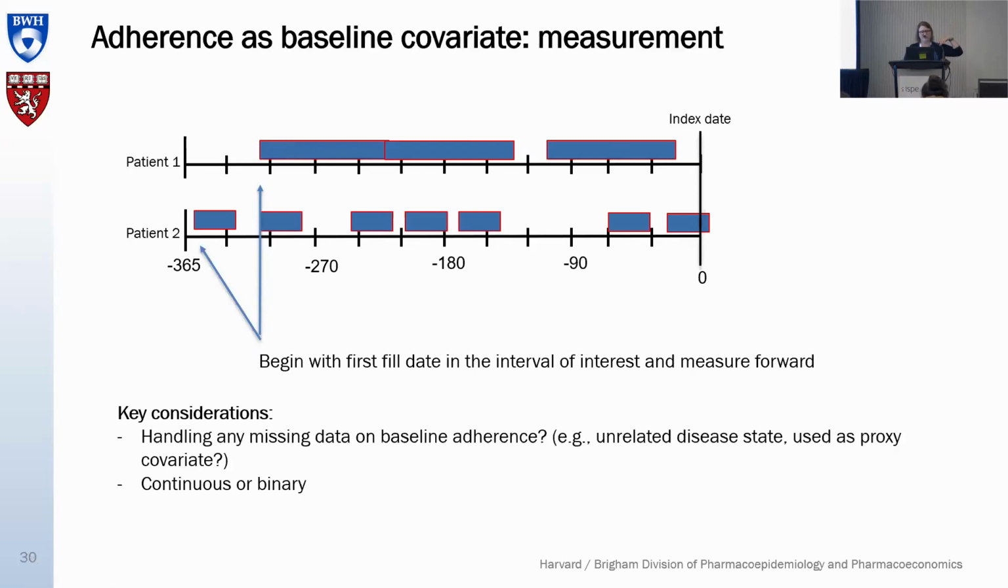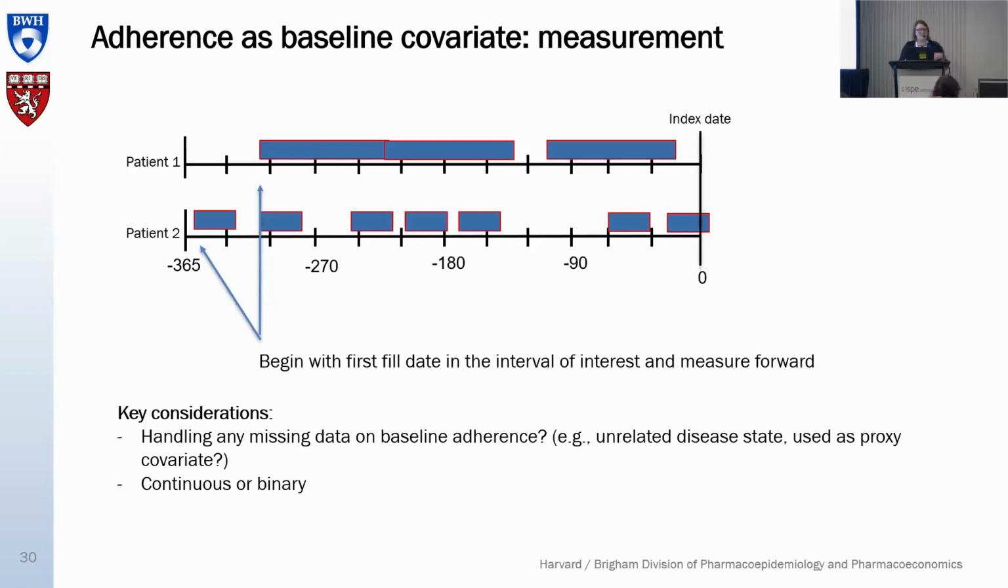And so similarly, with measuring it not as an exposure, but say as a covariate, we take the same approach. We start looking at the first fill that happened in that window, and then look forward. But there are things that always come up when we're thinking about using it as a covariate. Probably the most important one is, what if patients don't have any fills at baseline? We shouldn't classify them as non-adherent per se, because maybe they weren't supposed to be on that medication yet.